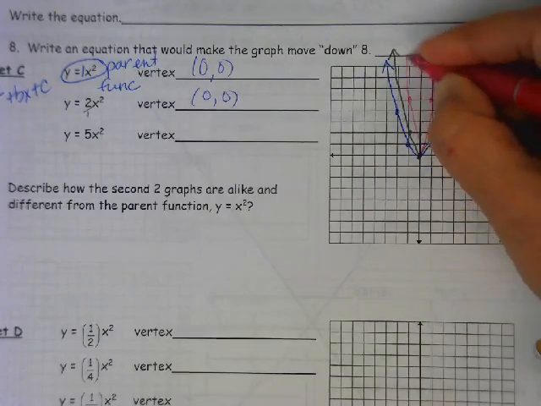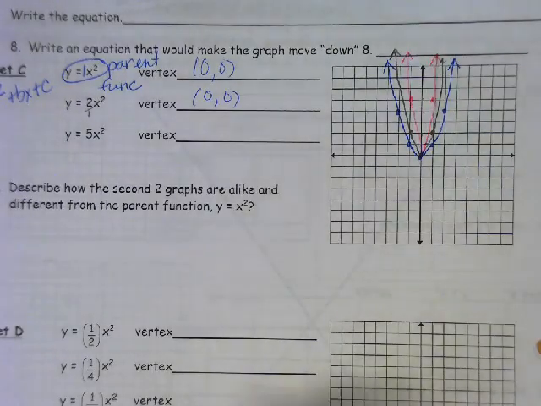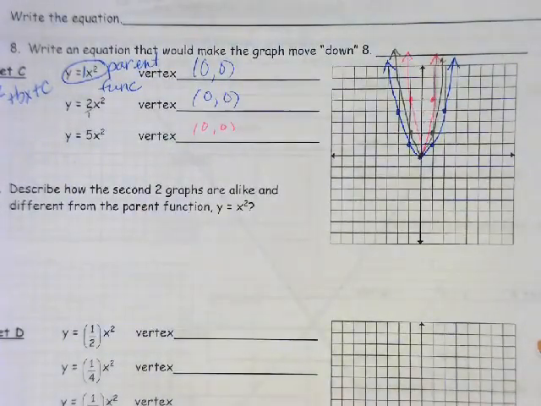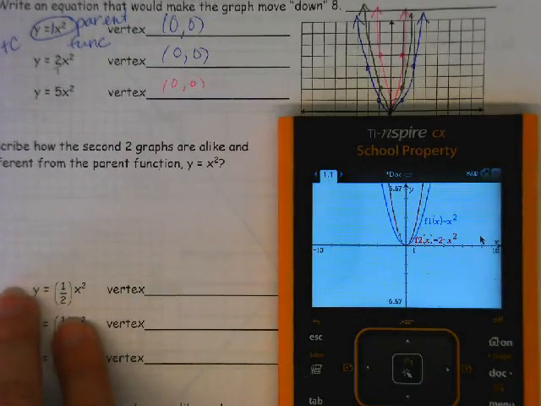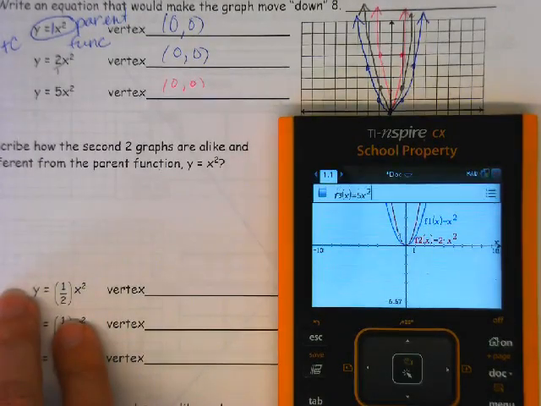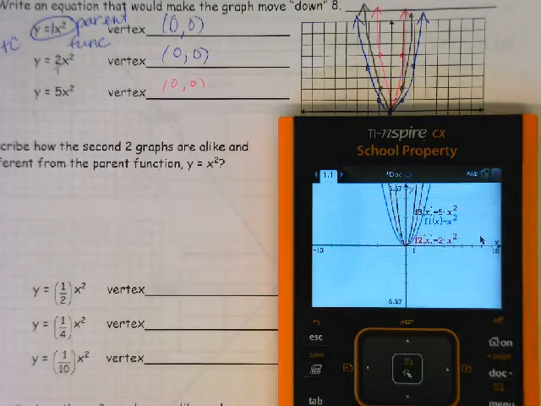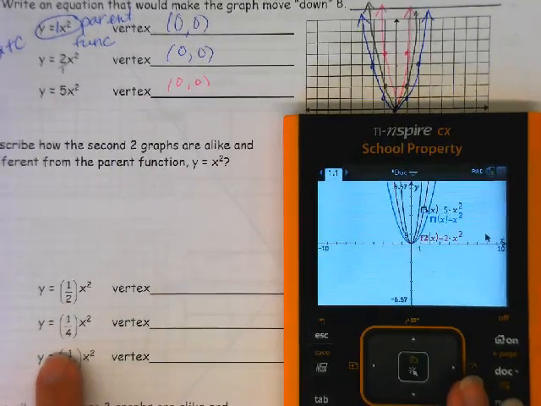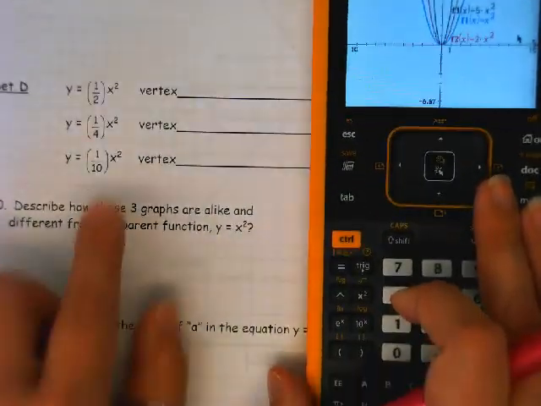And you can confirm that on your calculator, right? Your vertex hasn't changed because there is no C. All right, does everyone see that? And you can, again, confirm that here. So it's just getting narrower, whereas before when we were talking about C, it stayed the same width, it just moved up and down. Okay? So what do you think is going to happen on these?